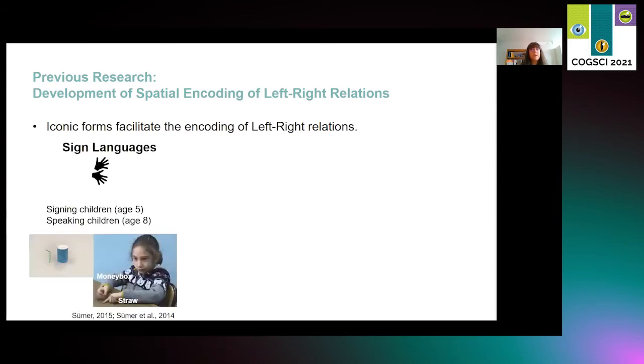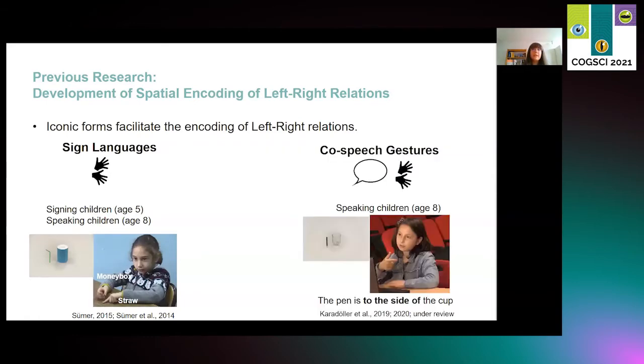The first evidence comes from a study comparing spatial expressions of signing and speaking children. In this study, deaf children using Turkish Sign Language encoded left-right around age 5, although Turkish-speaking children in the same study encoded left-right around age 8. Earlier encoding of left-right by signing children compared to speaking children is attributed to the iconic linguistic forms to encode spatial relations in sign. The second evidence shows that the facilitating effect of iconic forms is also present for gestures.